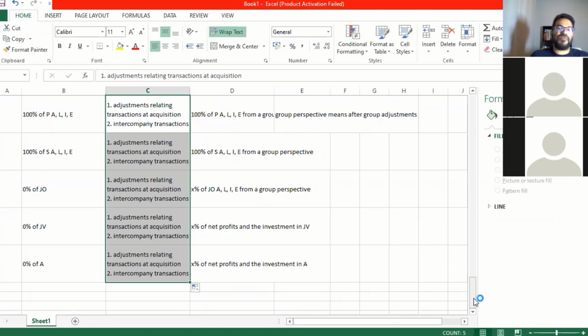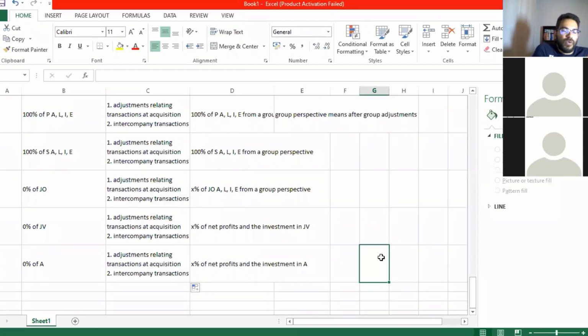An intercompany transaction, for example, would be a sale of inventory. Included in the profit of the parent is profit made within the group that is considered to be unrealized, and therefore we need to remove it, because from a group perspective, we only want transactions outside of the group. So those are the types of things to be aware of.